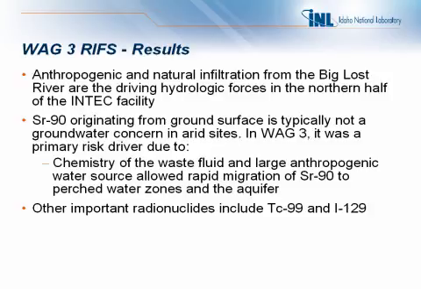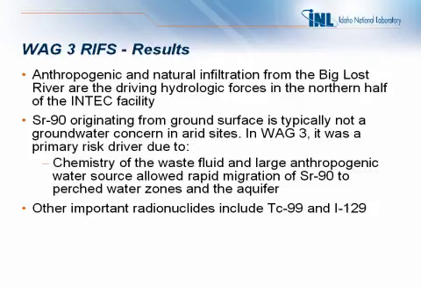The big conclusion with the detailed modeling there was that anthropogenic and natural infiltration from the Big Lost River are the driving forces in the northern half of INTEC. And strontium-90, typically not a groundwater problem, showed up to be a real groundwater problem because of the geochemistry of the actual release and the large amount of liquid waste that was released. Other important radionuclides were Tc-99 and I-129.